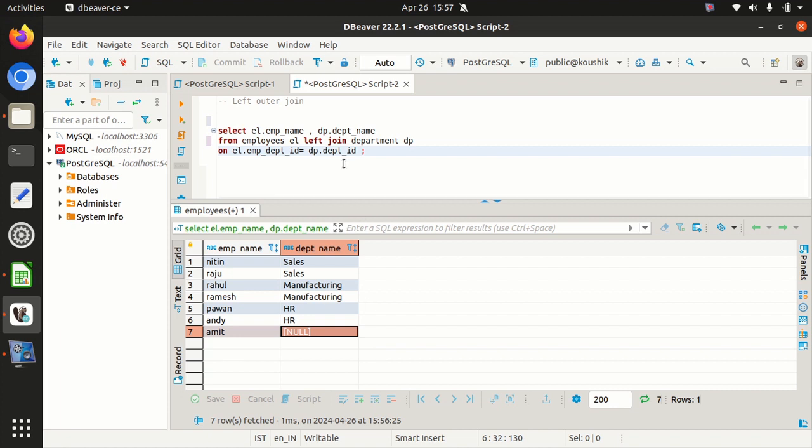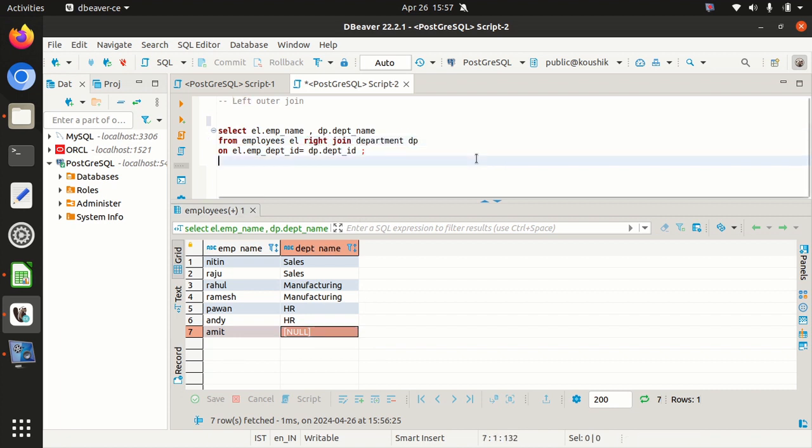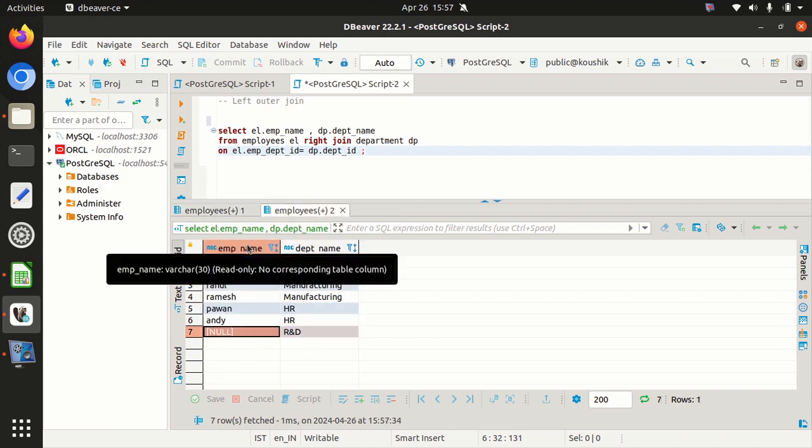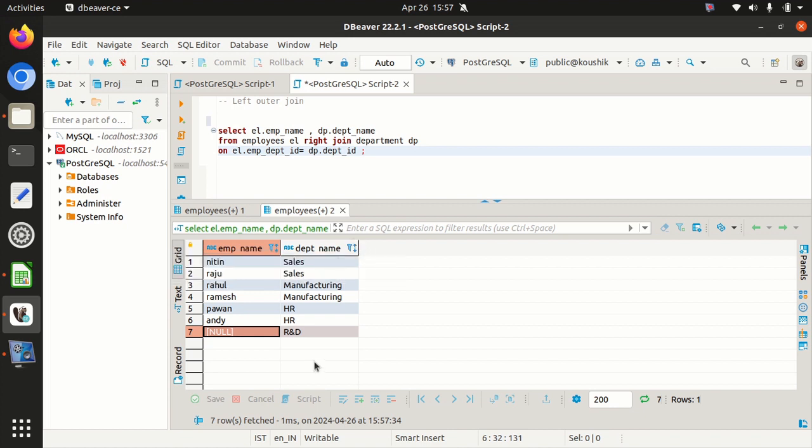Now coming to the right join, which is quite the opposite of the left join. In the case of right join, if we compare it to the left join, we can see the null value is now coming on the employee name side, not in the department name. And surprisingly, our department name now shows R&D.